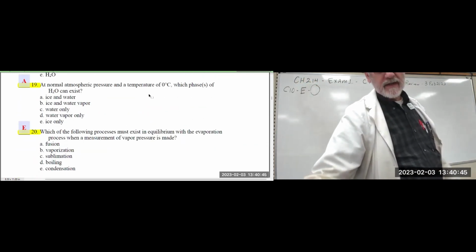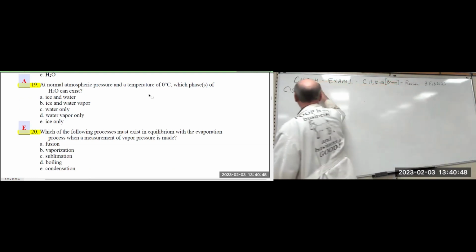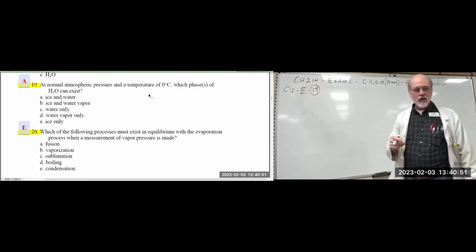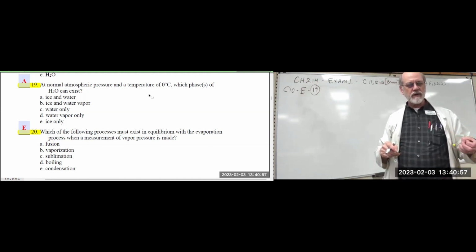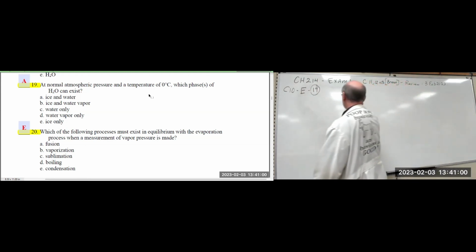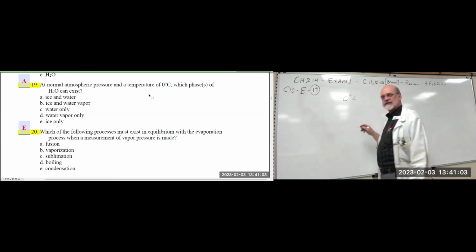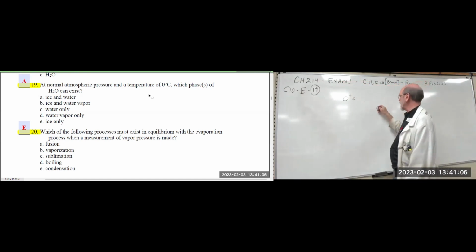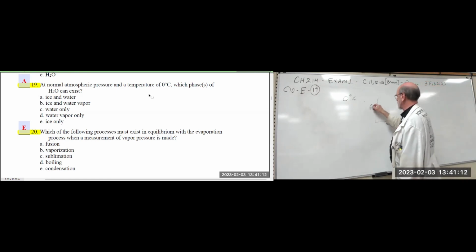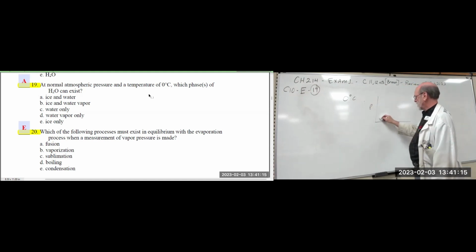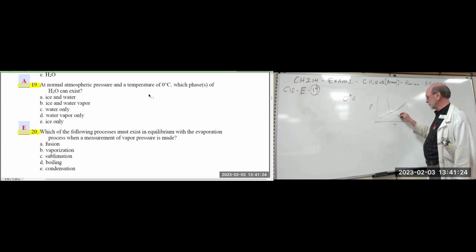18, 19, and 20, get them both on there. At normal atmospheric pressure and a temperature of 0 degrees Celsius, which phase of water can exist? At 0 degrees, right, what phases can exist? Remember the phase diagram? We got, let's see, which one is it? Pressure this way, temperature this way. And go up here to the triple point, and then you go back like that, and go up like that. So here is gas, here's a liquid, and there's the solid.